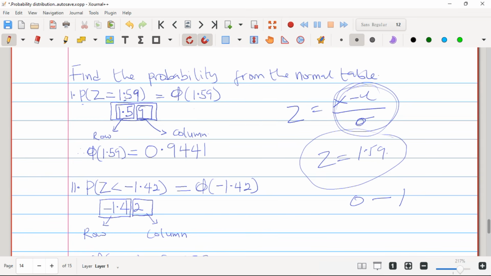So you just take the number and group it into 2. The first 2 digits you will check from the row, and then map that to the next number that you see on the column. That's the reason I have grouped it into 2. So 1.5 will go for the row, and then 0.09, as we did the addition at the top there, will go for the column. So let's visit our normal distribution table to find our probability for 1.59.